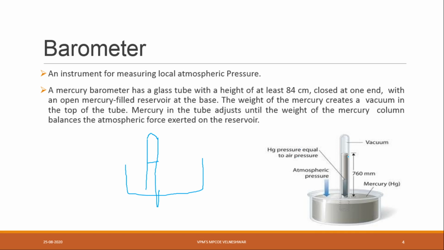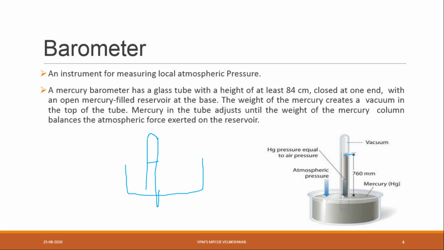Now the weight of the mercury creates a vacuum at the top of the tube. Suppose the mercury comes up to here, and above that is the space, which is called vacuum pressure. Mercury in the tube adjusts until the weight of the mercury column balances the atmospheric force exerted on the reservoir.